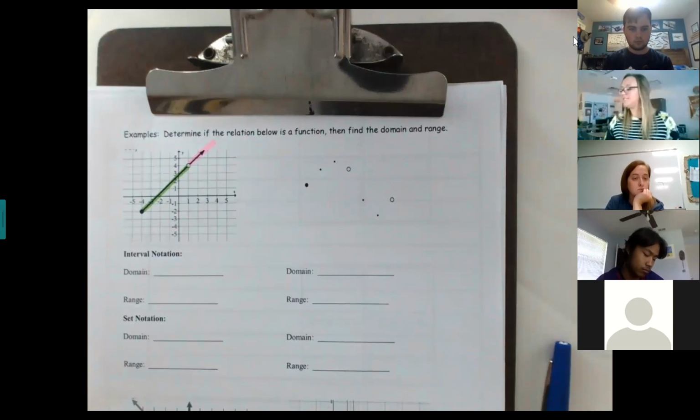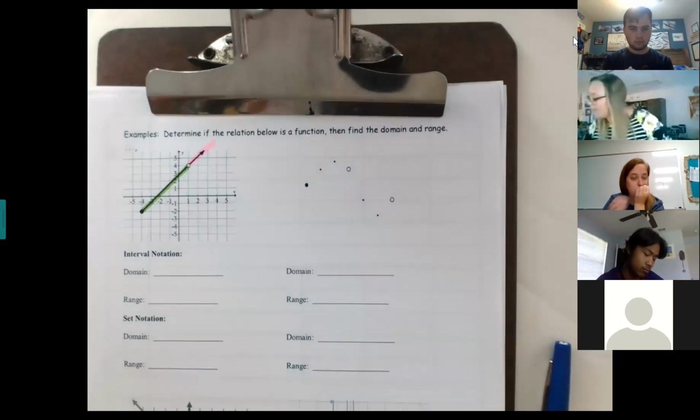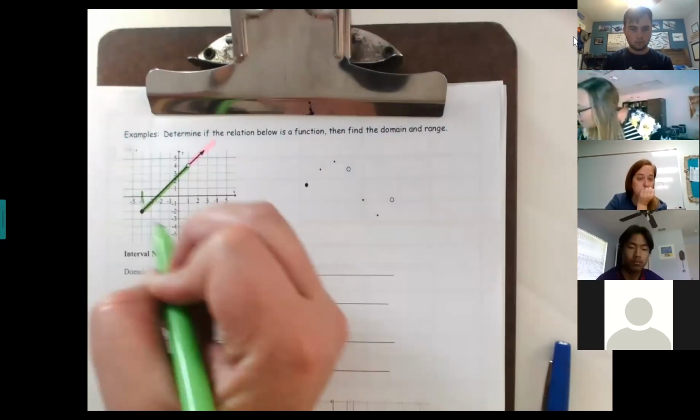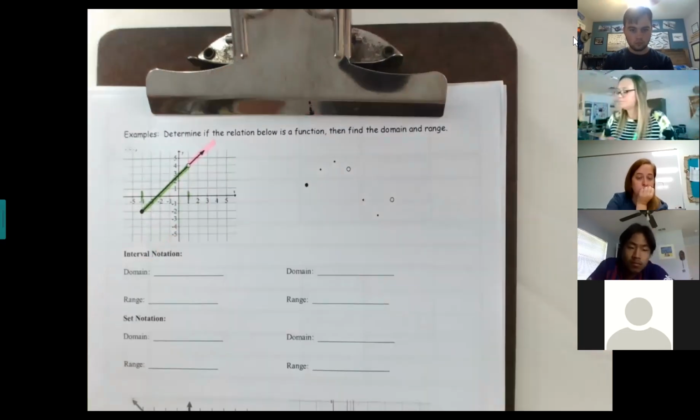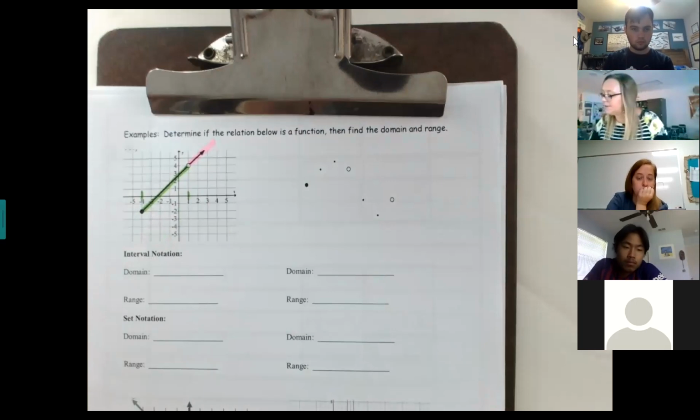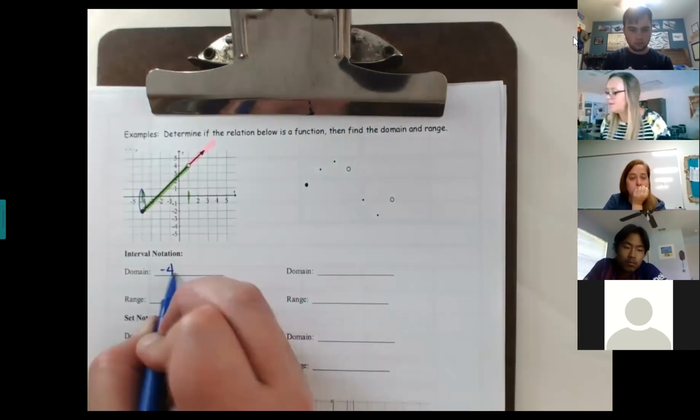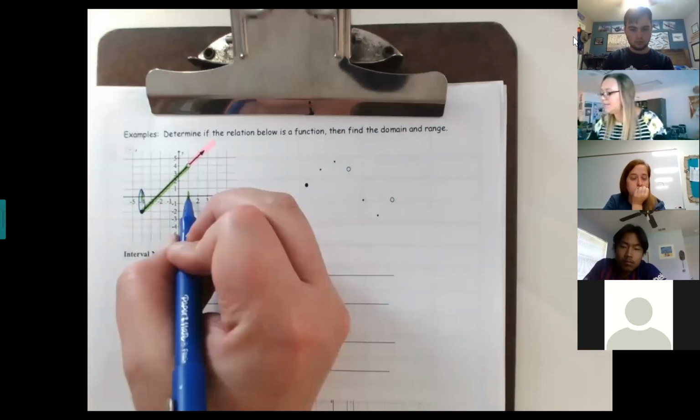So for my green section, how far back does it go and how far forward does it go? Just for my green section. Okay, my X here is -4, and then my X here is 1.